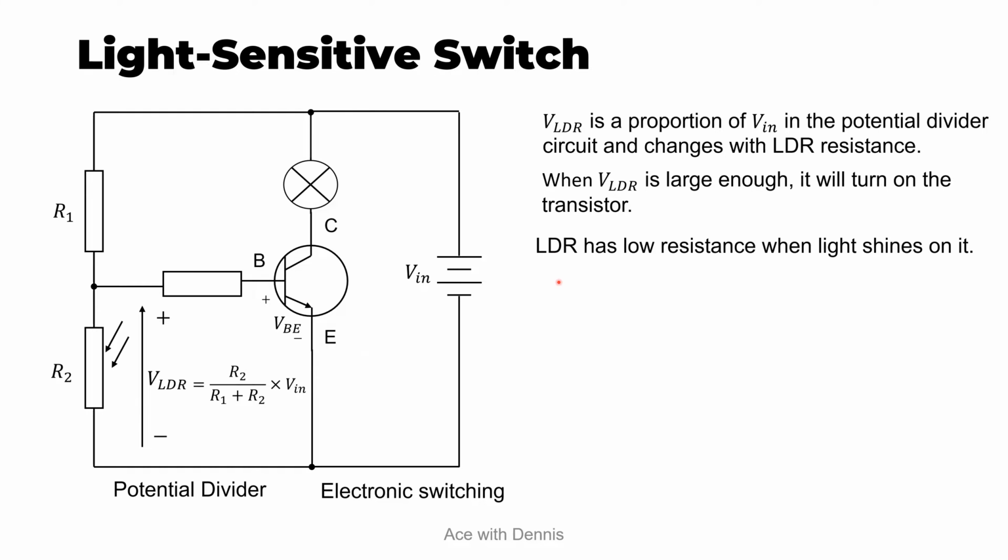On the other hand, LDR has high resistance when in darkness. So for this case, VLDR is larger and is enough to switch on the transistor. When R2 increases, VLDR will increase as well. When VLDR is greater than or equal to VBE, the current IB can flow into the transistor and turn on the transistor. So for this case, the light bulb will light up. This circuit turns on the light bulb automatically at night and turns off the light bulb at daytime.